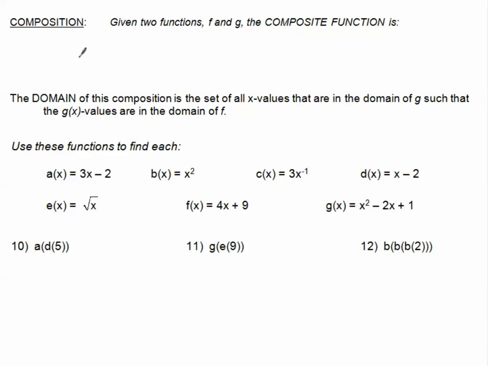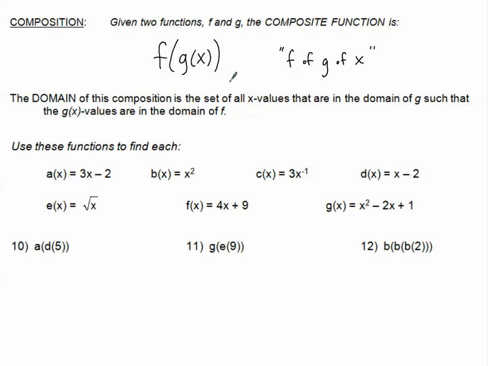So here's composition. Given two functions, let's call them f of x and g of x, the composite function has this symbol, f of g of x. And if you want to read what this says, it means f of g of x. That's how you read this symbol. I sort of think of this as like a big box that has a smaller box inside of it, f of x being the bigger box and g of x being the tinier box.